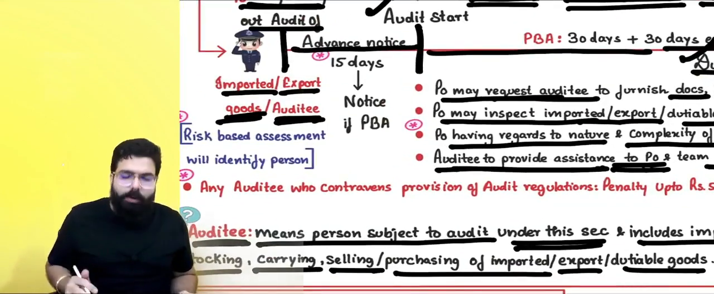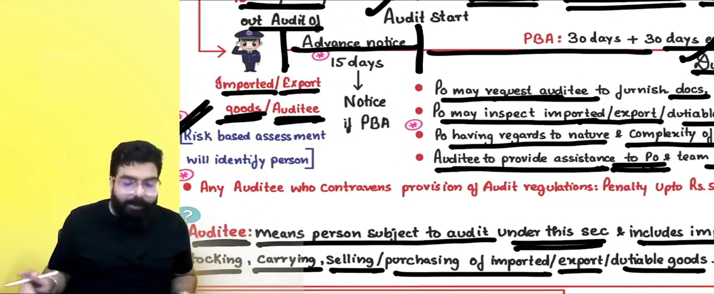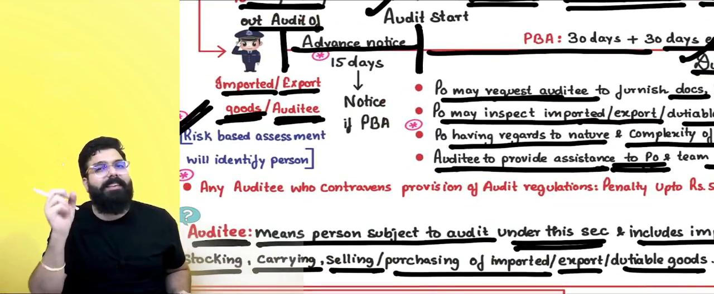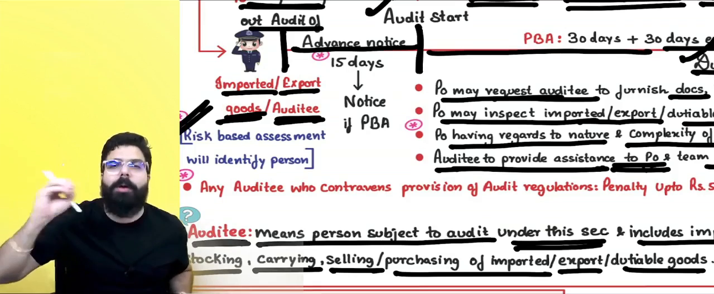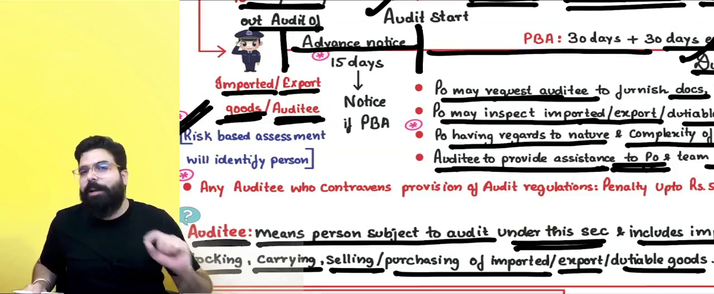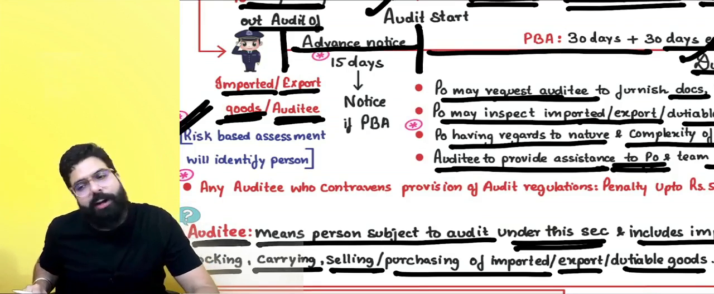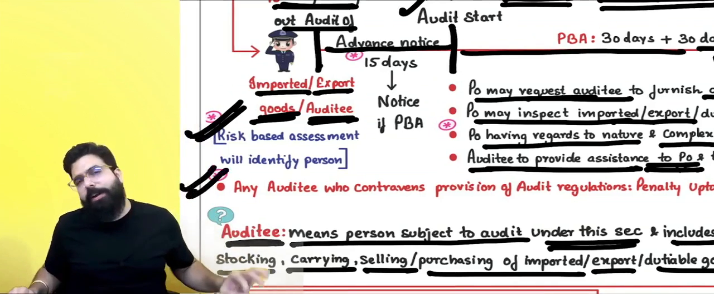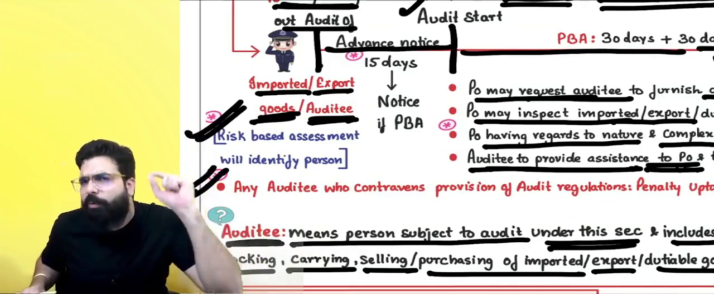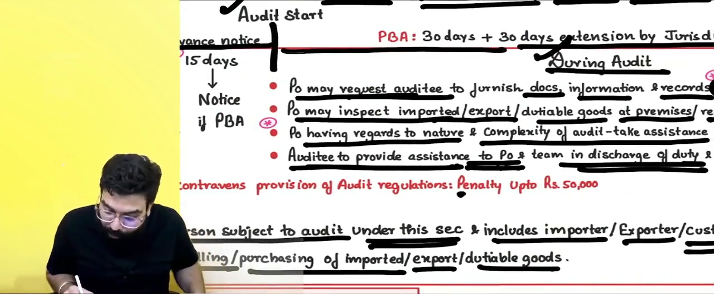Sir, always remember, risk-based assessment will identify the person. Basically, the riskier the person, the more fraud-prone he is, the more number of times audit can happen of that person, whether it is transaction-based audit or premises-based audit. Sir, if a person contravenes the provision of audit regulation, what is the penalty? Penalty is up to 50,000.